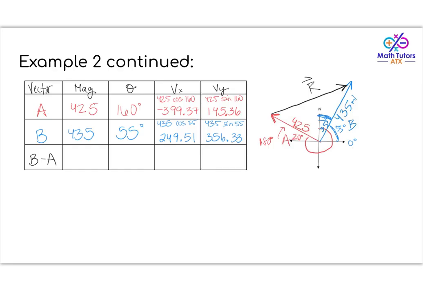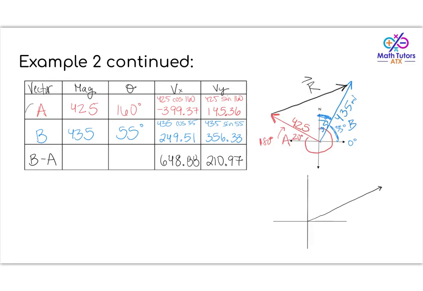And then for vector B, that's in the first quadrant, my x and y are both positive. Now here's the tricky part here. Watch your subtracting negative signs. We're going to do B minus A. So remember that's 249 minus the negative 399. So both the x and y component now are positive, and that looks to be correct with the way that our resultant is drawn.